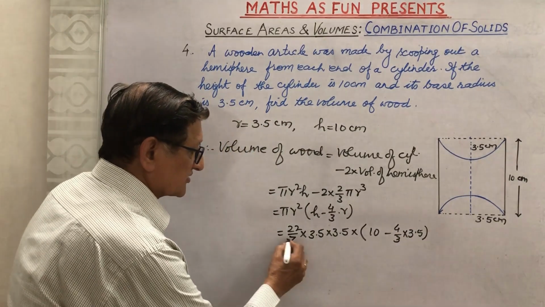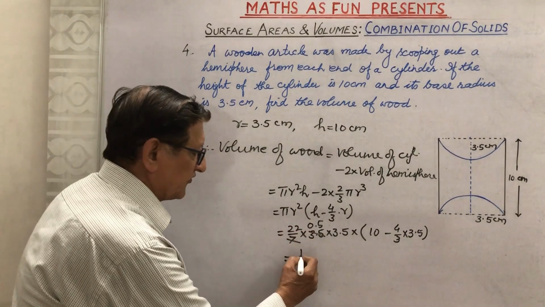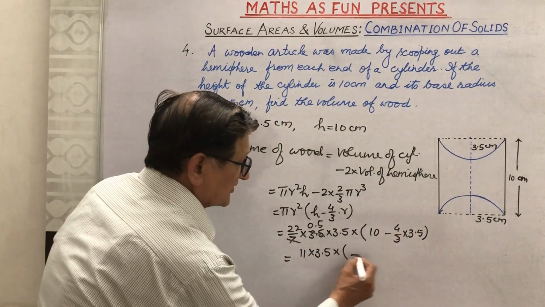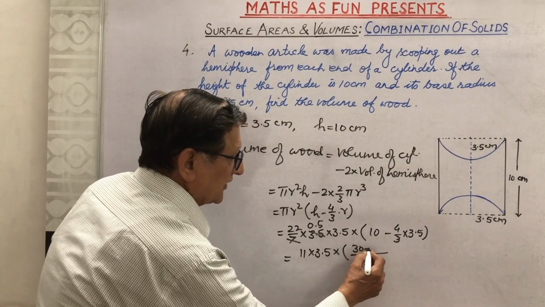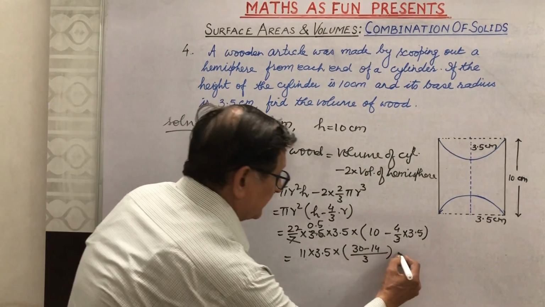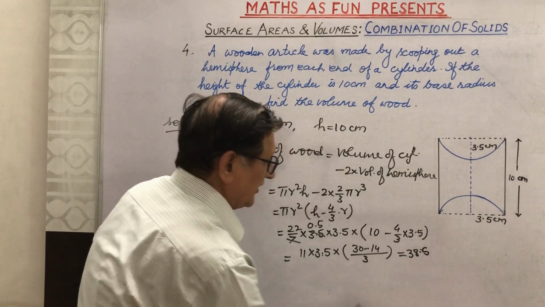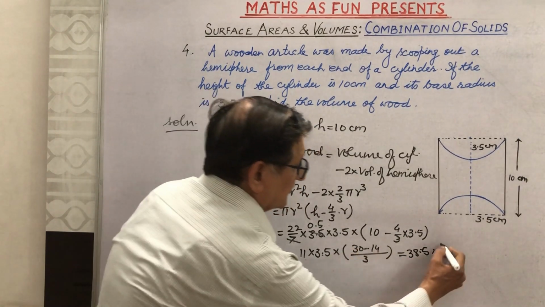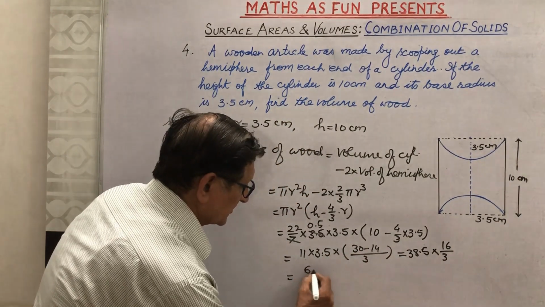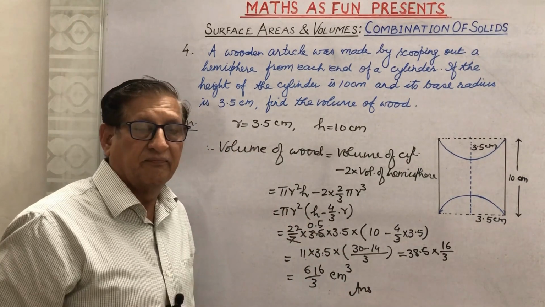Simplifying this, what we get, 7 cancels this 0.5 times. 22 into 0.5 is 11 into 3.5 into, here if we take 3 as the LCM, this will be 30 minus 3.5 into 4 is 14. And we find here 11 into 3.5 is 38.5 into 30 minus 14 is 16 upon 3. Multiplying this, we get here 616 upon 3 centimeter cube. This is the volume of the wood.